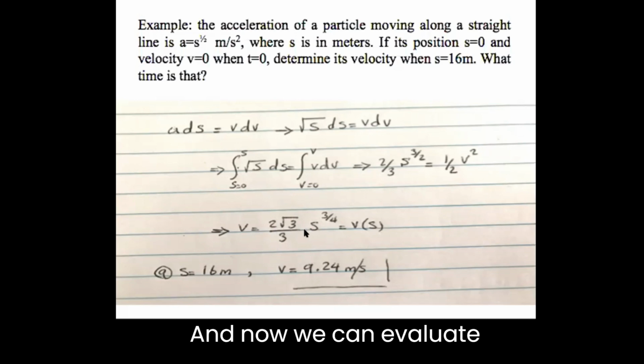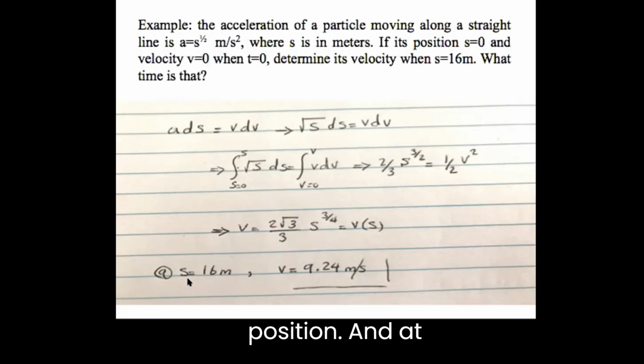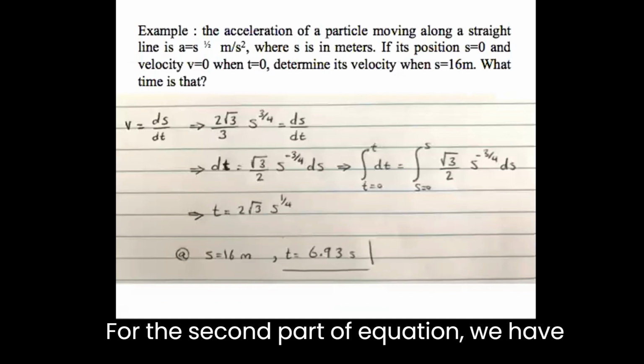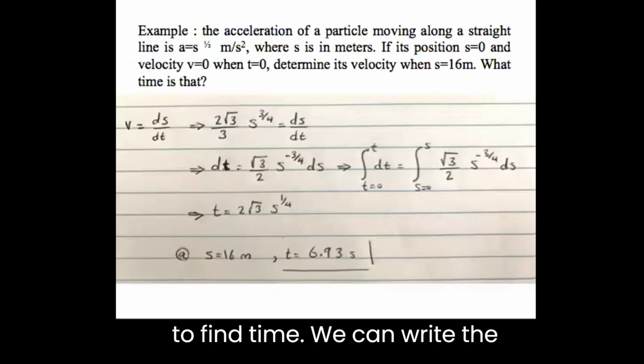And now we can evaluate velocity when the position at s equals 16 meters. The velocity is 9.24 meters per second. For the second part of the problem, we have to find time.